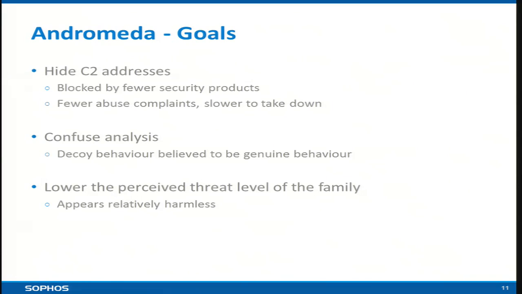And because Andromeda's decoy behavior is relatively benign, although it does effectively open up a backdoor in the infected machine, if you're behind any sort of firewall, you can't make an incoming connection to that machine. In contrast to reaching out to the internet and downloading arbitrary code, it's relatively benign. So they might be trying to lower the threat level of Andromeda.